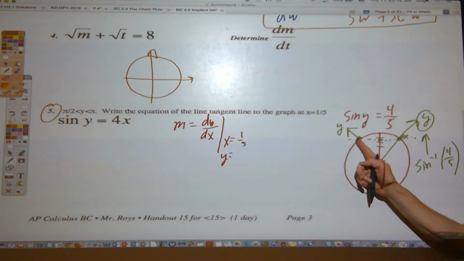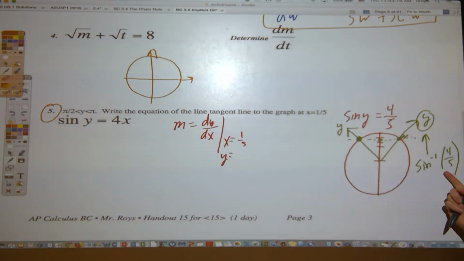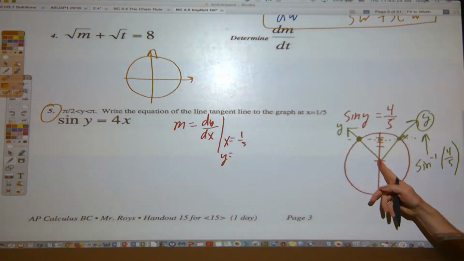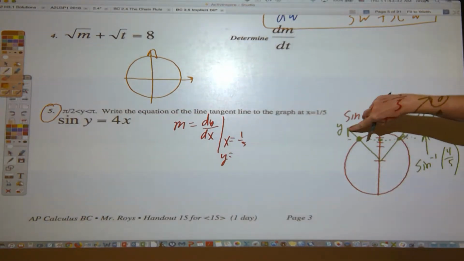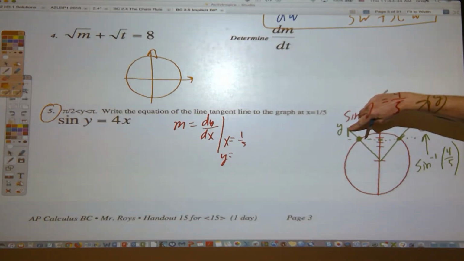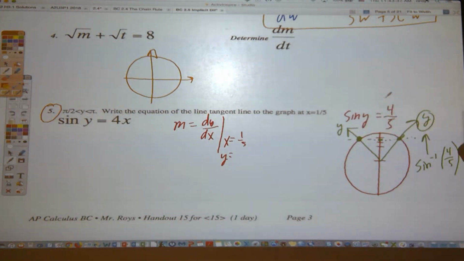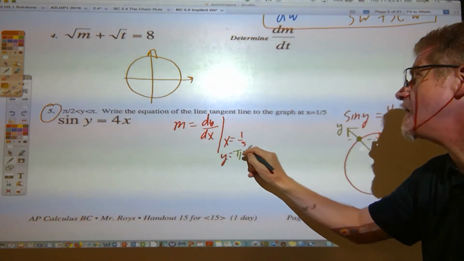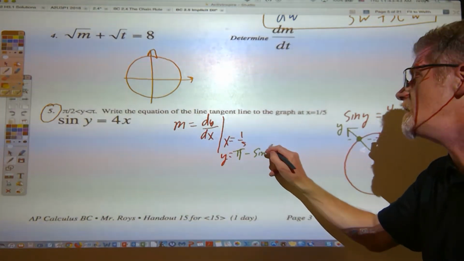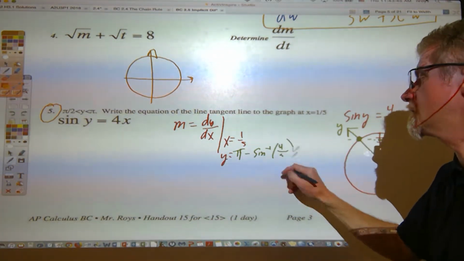What's this angle? The one they're asking for is not sine inverse of 4/5. Can someone use sine inverse of 4/5 to construct a representation of this quadrant 2 angle? Does anyone know what it is? By the way, if this were 50 degrees, what would that one be? 180 minus that, like 130. So it's pi minus this. So y is pi minus the sine inverse of 4/5.